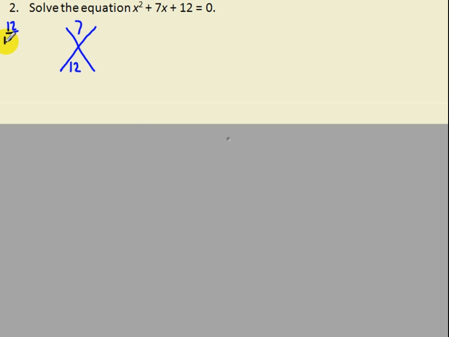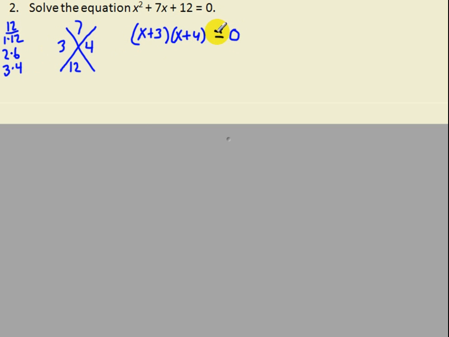So to get 12, we could take 1 times 12, but those add up to 13, not 7. We could take 2 times 6, but those add up to 8, not 7. We can also take 3 times 4. Those do add up to 7. So we end up with 3 and 4. So we can rewrite that trinomial as x plus 3 times x plus 4, and we know that that's equal to 0. And now this should look familiar.